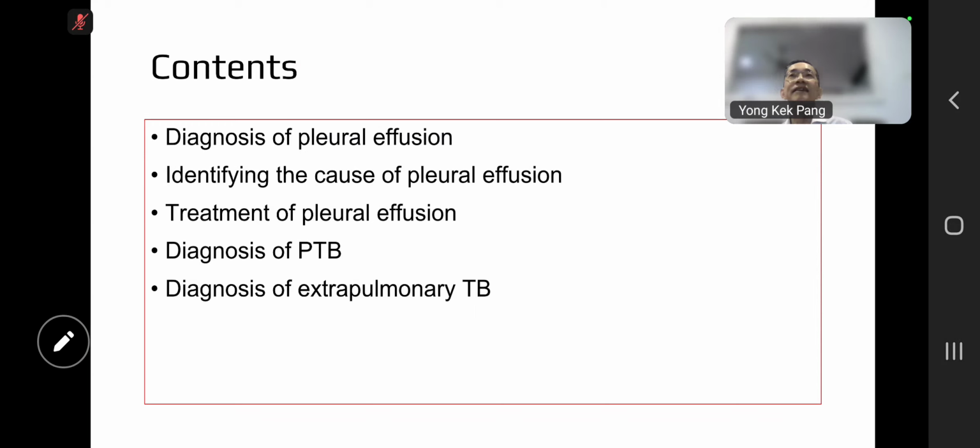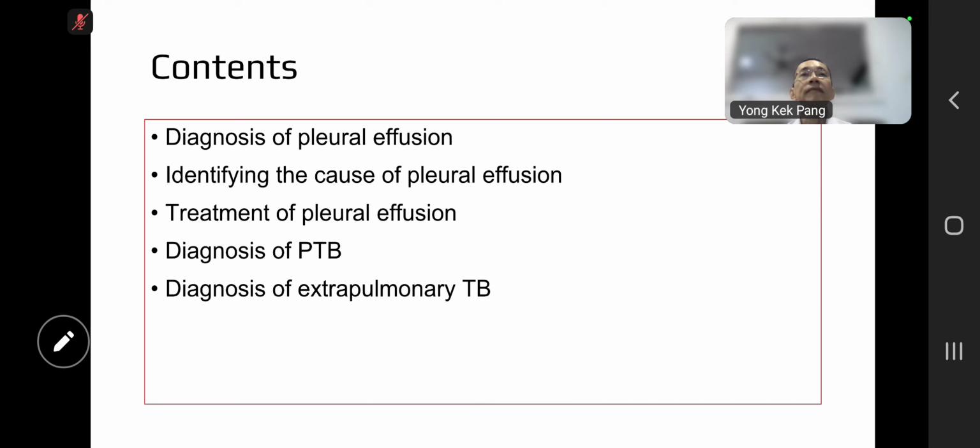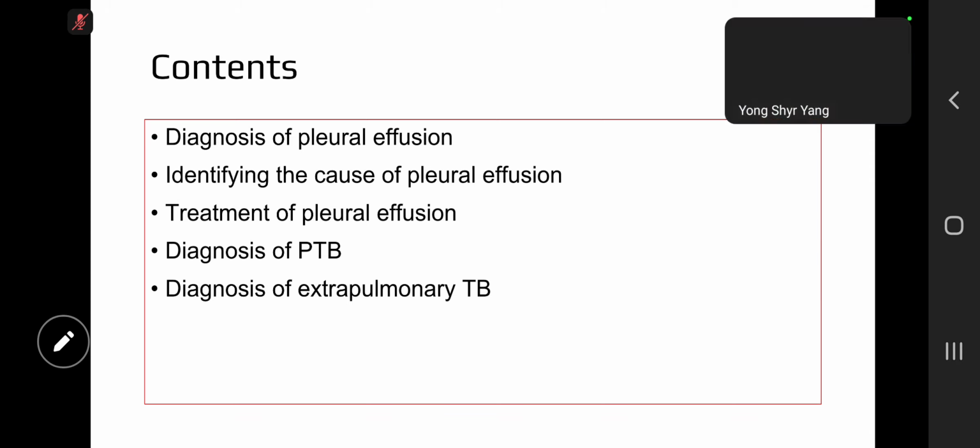Okay, so this is the content of my lecture. I would like to start with the diagnosis of pleural effusion and then identify the cause of pleural effusion and move on to talk about treatment of pleural effusion, diagnosis of TB, and diagnosis of extra pulmonary TB. We are not focusing too much on the treatment of TB or extra pulmonary TB, but because this is quite standard, I presume that all of you know how to manage TB once the diagnosis is made.